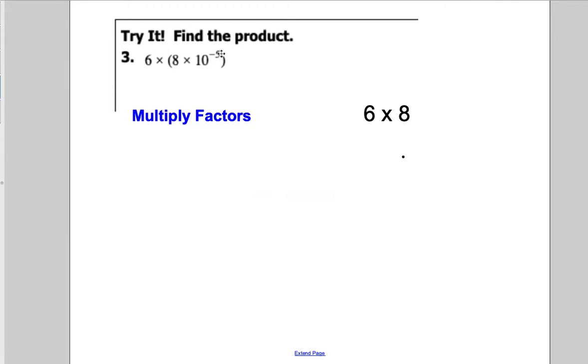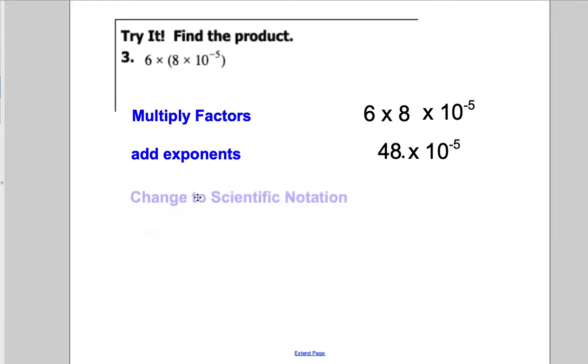And my power of 10, I only have one of them. So it's times 10 to the -5. All right, so 6 times 8 is 48. And I bring down that times 10 to the -5. There's nothing to add here as far as my powers of 10 because I only had one of them in the initial problem. But I do need to take care of that 48 because it is not in scientific notation.